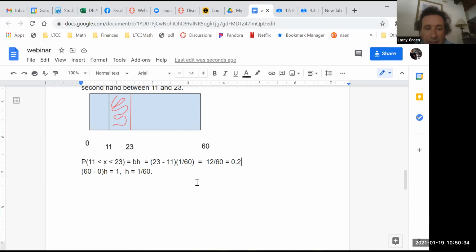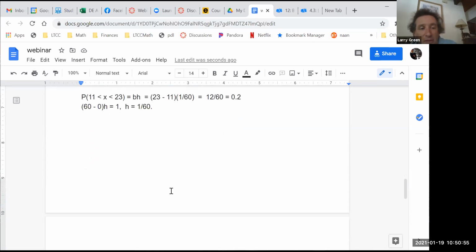Any questions on that example? So the base and the height is always going to equal 1. The base times the height of the large rectangle will always equal 1. Does that make sense? Yes, I wanted to make sure the wording was right. Okay, let's do another example.